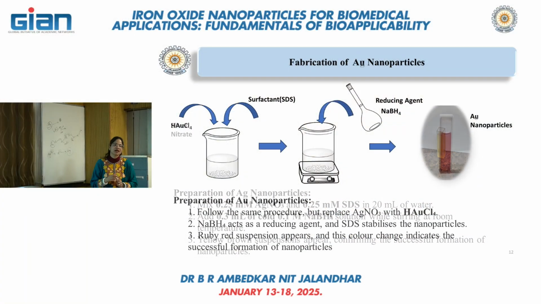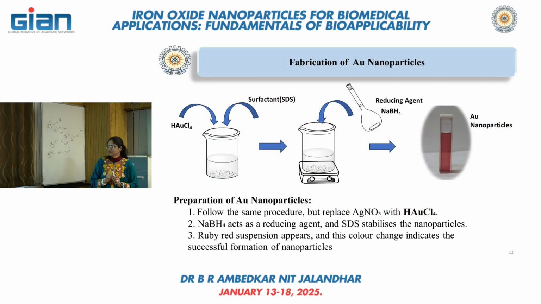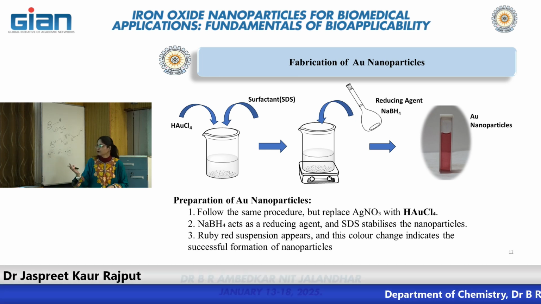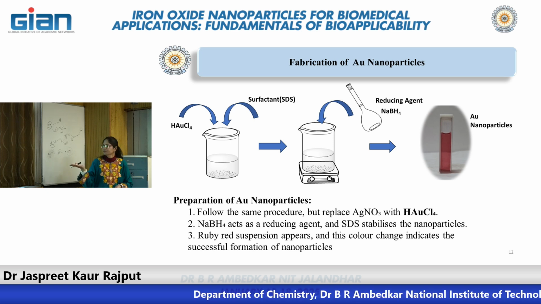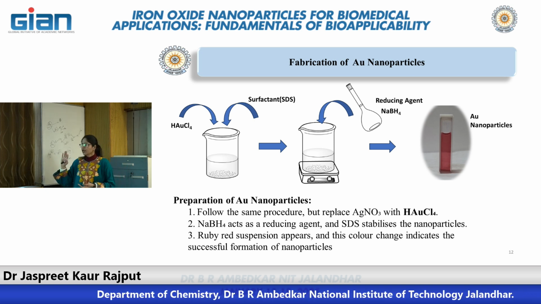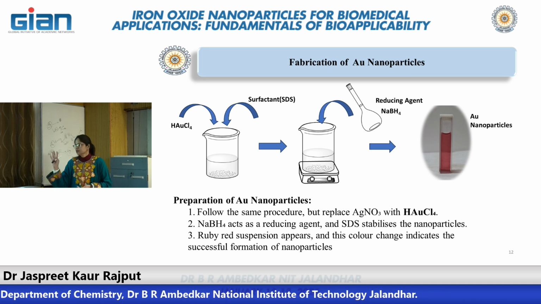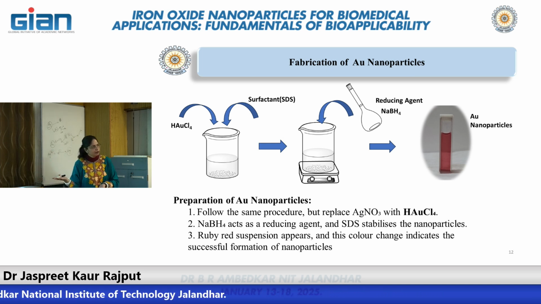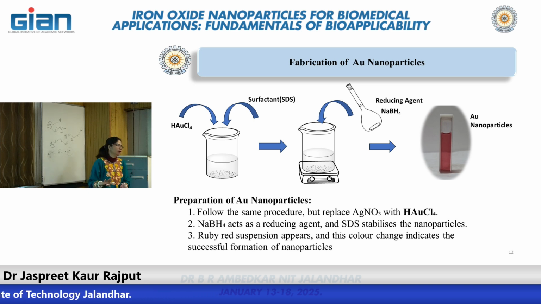So next one is the gold nanoparticle synthesis. Now we will use the auric chloride. This is another salt, the salt of gold, and we are using it instead of the silver nitrate. So again the same procedure will be there, the concentration will be the same. Sodium borohydride will again be used as a reducing agent, and SDS will be there to stabilize the nanoparticle.